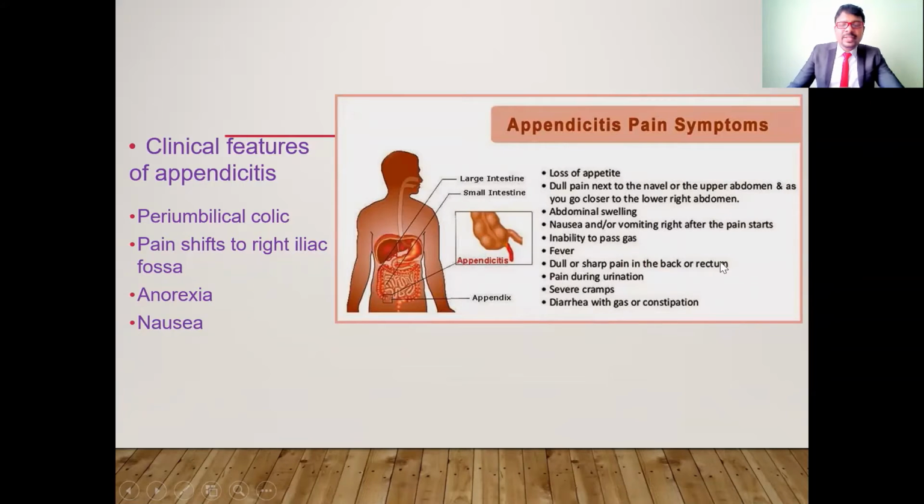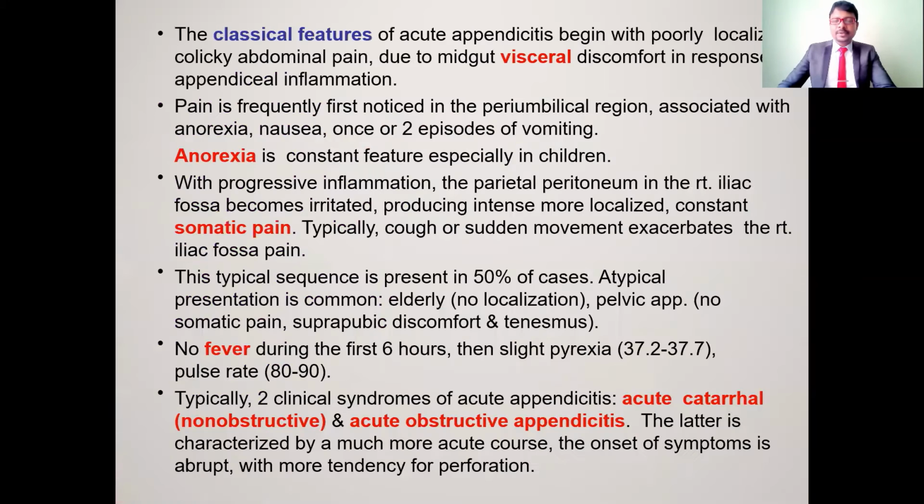And also they are going to get nausea and vomiting sensations. The main thing is inability to pass gas, because the abdomen gets distended, and because of the inflammation of the appendix. Low grade fever may occur, and dull sharp pain in the back and rectum region, and also pain during urination, severe cramps, and diarrhea with gas or constipation. So these are the symptoms of appendicitis.